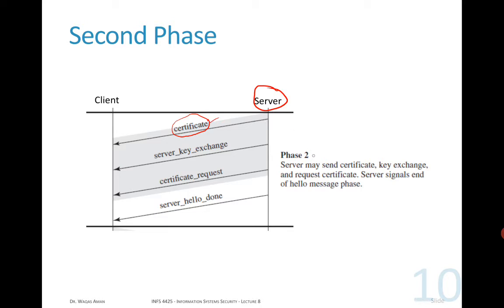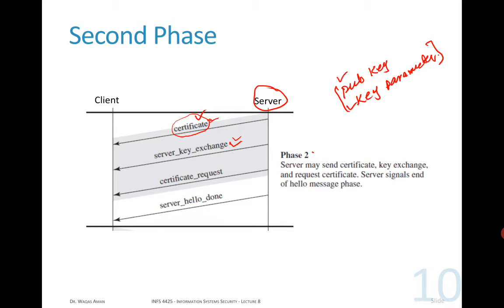So the first message in phase 2 is the server sending its certificate for server authentication, and the second contains the server key exchange. This message contains either the public key of the server or some key parameters. But for simplicity, you can say that this includes the public key of the server, which is usually there in the certificate as well. It depends.